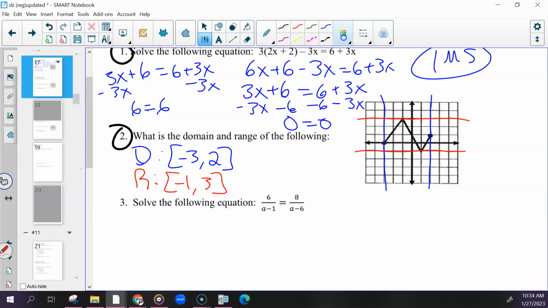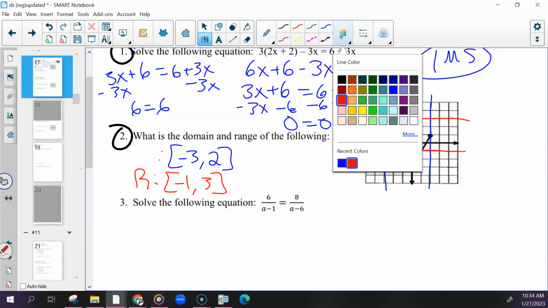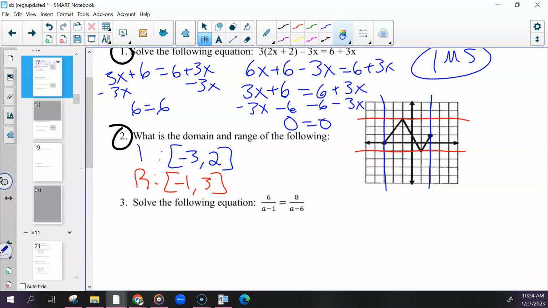Questions on that one? Is that a zero? Oh, this is supposed to be a B. My handwriting is just not the greatest. It's worse. I don't know if that was better.